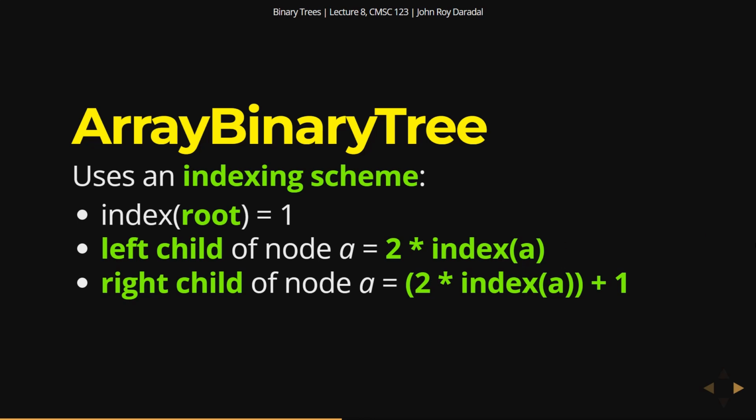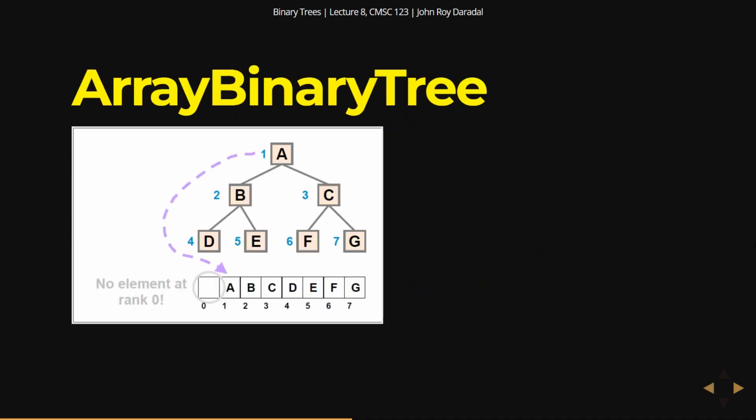Okay, so let's see an example of that. If this is your binary tree here, you have A and then children B and C, and then for B, children D and E, and for C, children F and G. This is how it will be stored in the array. You'll notice there is no element at index 0, so we'll just leave that blank, because the root is always at index 1.